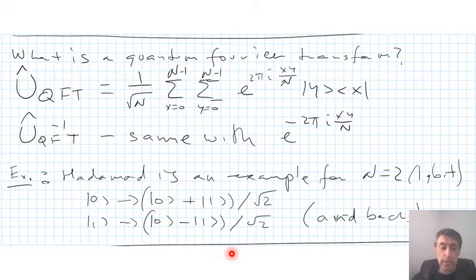Now, a quick example. If your space size is small, if you're only dealing with 2 points, then all of these phases simplify to simply plus and minus. And you can see that the Hadamard transform that we've discussed before, which maps 0 to 0 plus 1 and 1 to 0 minus 1, is actually an example of a Fourier transform.